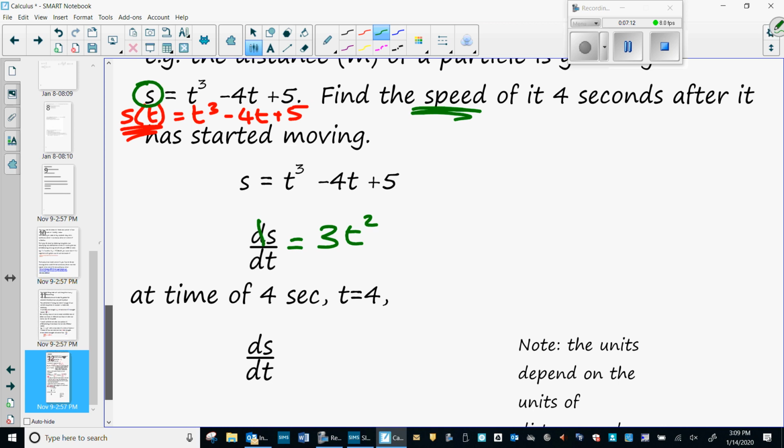Oh no, minus. Good. Awesome, you all happy with that? Power comes in front, take one off the power, and when there's just a letter, it's just the number in front of it. Well, they've asked us to find that speed after 4 seconds. So all we need to do is substitute that value in.